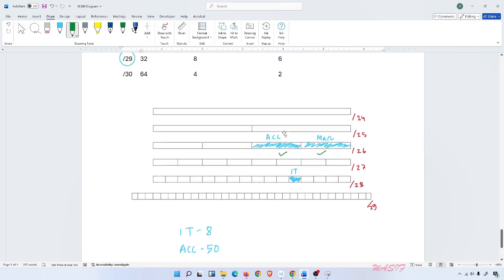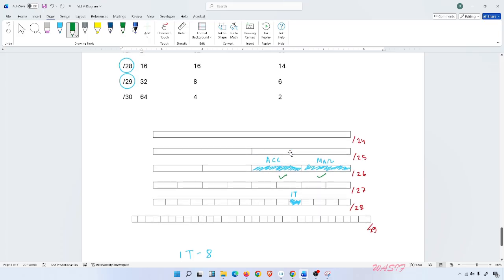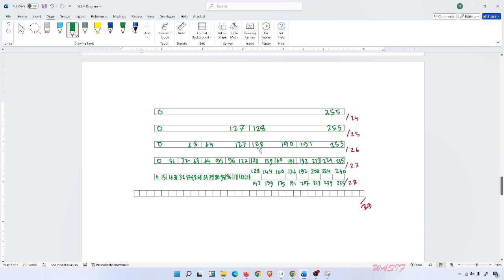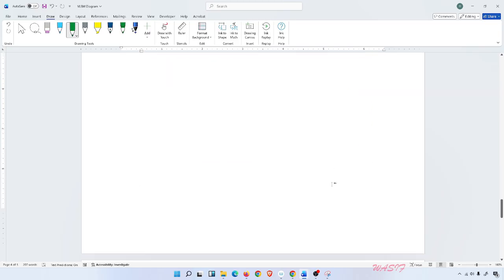Why? Let's see. Okay, you remember this block? Let's come here. If you come to this block here, just take the IP address. So let's say we take a class C IP address, 192.168. This is the network address and this is the broadcast address.